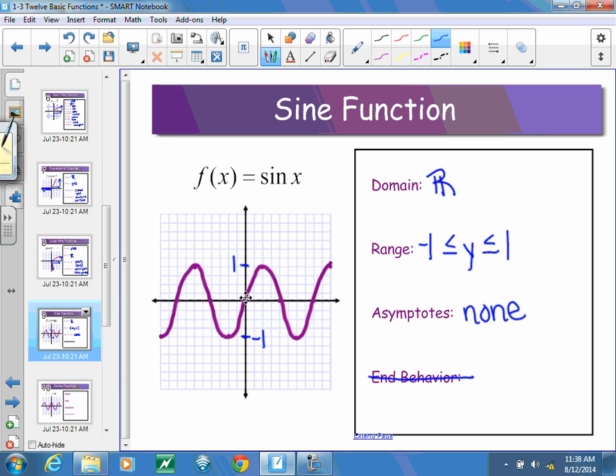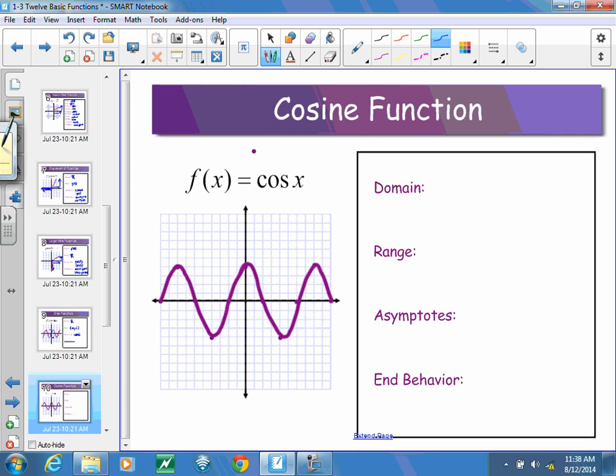Now our sine function here, it's going through 0, 0, which is slightly different than our cosine function, which actually starts at our maximum, or has maximum here on your y-axis, which is at +1. And here our domain, once again, for a cosine function is all real numbers. And our range, just like the sine function, is going to be the values of y that are greater than or equal to -1, but are less than or equal to +1. There are no asymptotes, and we're going to not write in an end behavior with this particular graph.